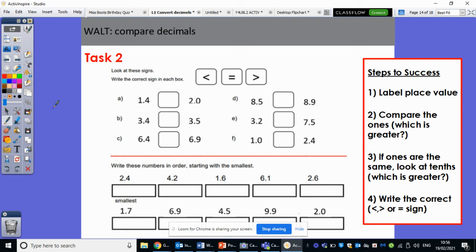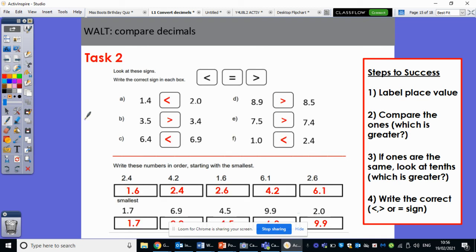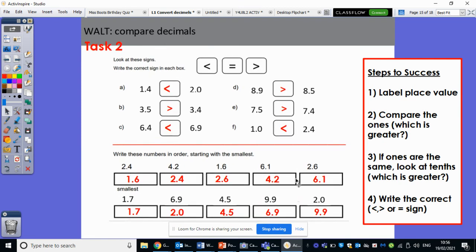So hopefully you've finished task 2. Let's have a look at those answers. So if you can again insert the correct signs, mark your work as you go along. And I understand because of my recording symbol being in the way, I'm just going to move that up a little bit so you can see these bottom ones. So pause the video now and just mark those ones for me, please.